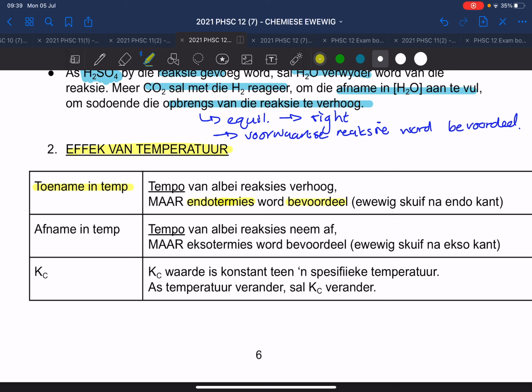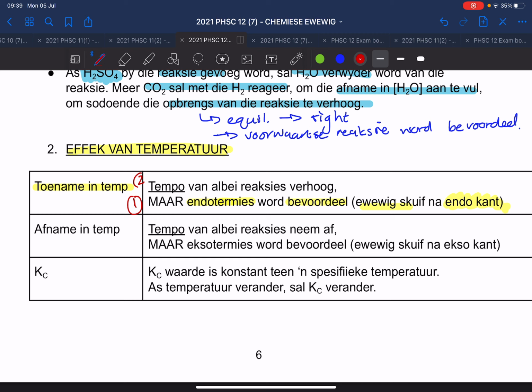Is the forward endo or is the reverse endo? Okay, so net omdat dit endo is, beteken nie dis terug nie, of vorentoe nie. Okay, so it says there, if we increase the temperature, the endo is favored. Die endo is bevoordeel. So dit sê vir jou, ewewig skuif na die endothermiese kant. The equilibrium shifts to the side that is the endothermic reaction. Okay. And ook. So that is the first thing I want you to know.